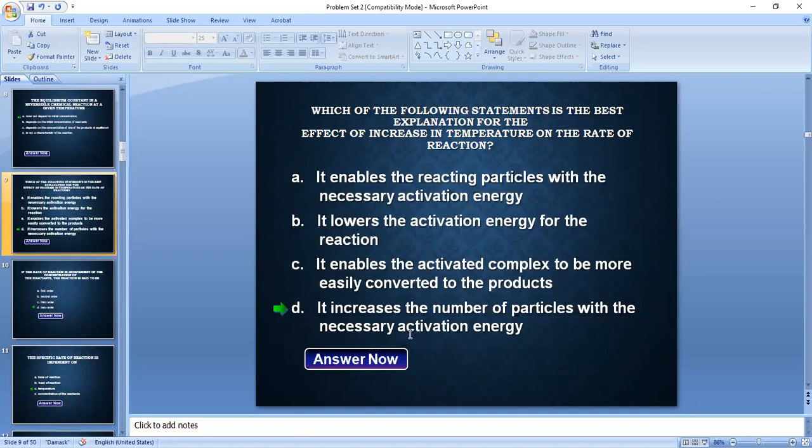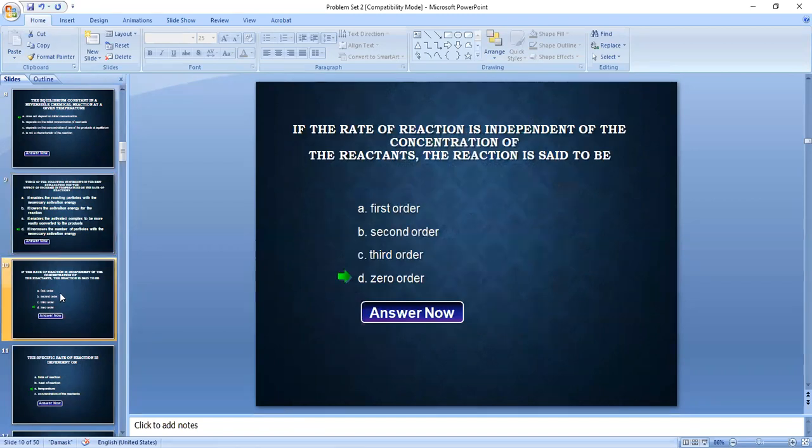So we only have this one for the best explanation that is being asked. It says here it's the best explanation.